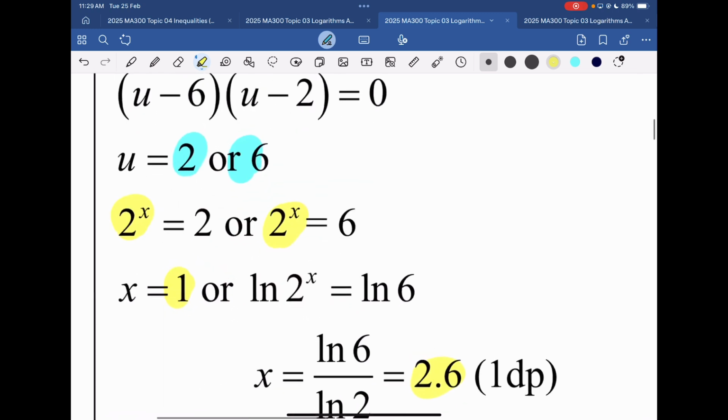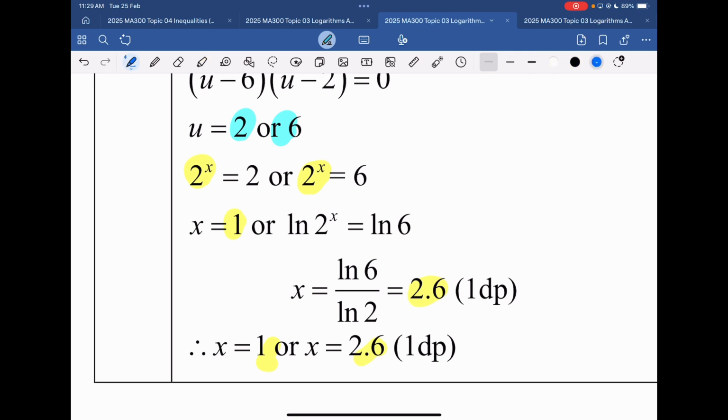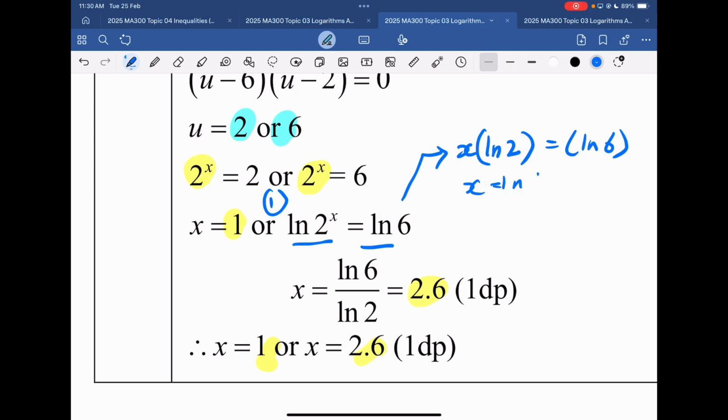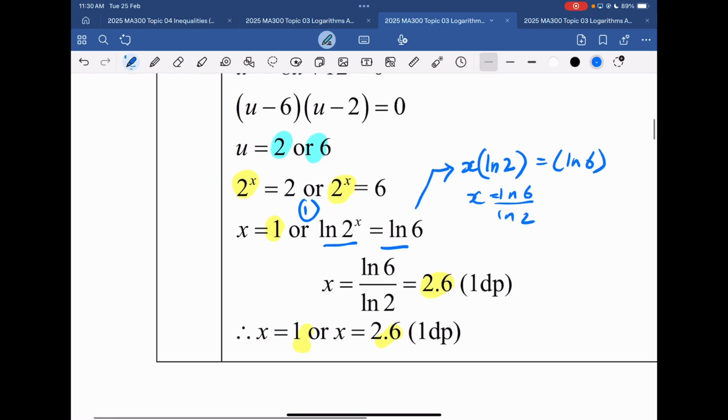From here, you see, by the power law, listen. Equals to ln 6. Can I do this by the power law? So that's why I can divide ln 2, ln 6 divided by ln 2, which gives you 2.6. Remember I said before that when you have the x as a power, it's good for you to bring down the power. You take log on both sides, the power will come down. Especially if you got e, you take ln, otherwise you take log.